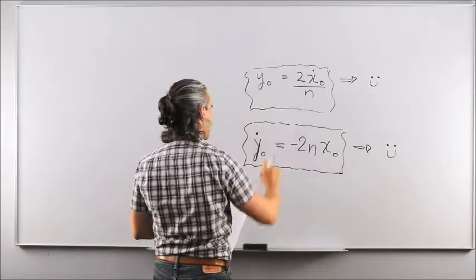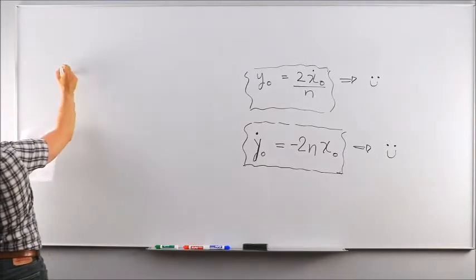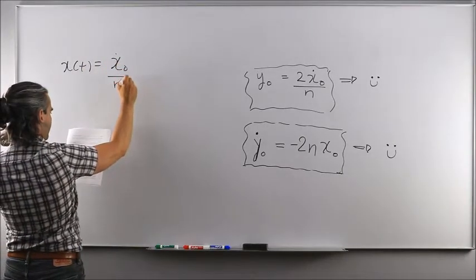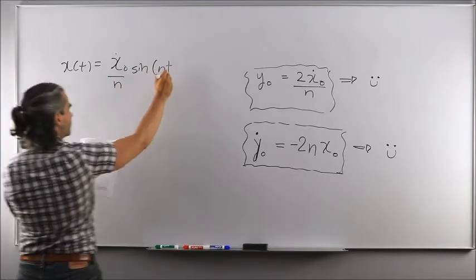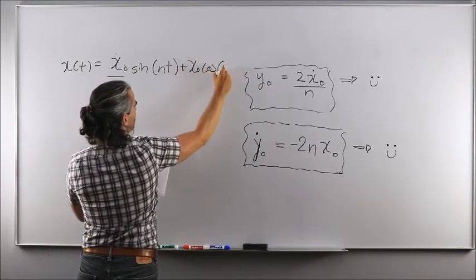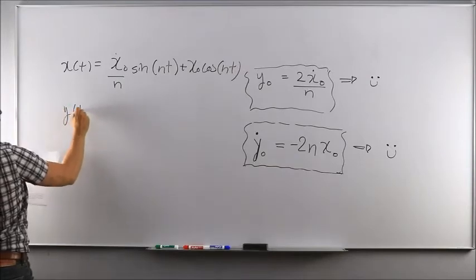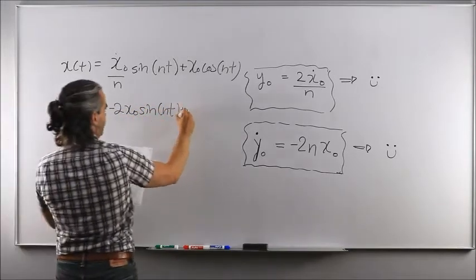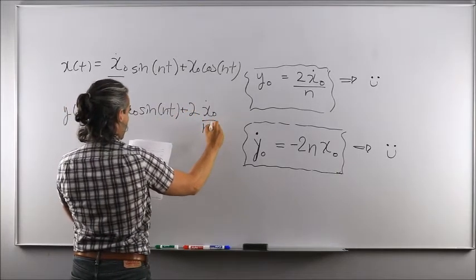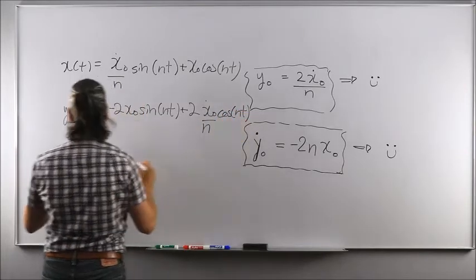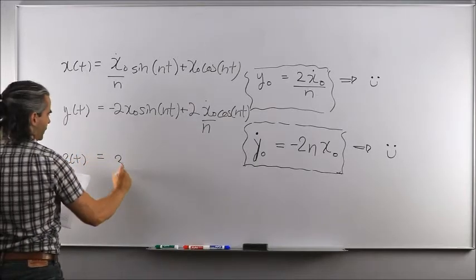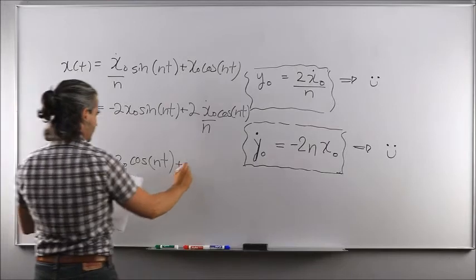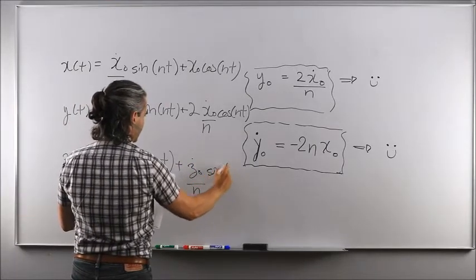So if you enforce those two constraints into the Clohessy-Wiltshire equations, you're going to end up with much cleaner equations that would look something like x equal to x dot naught over n sine nt plus x naught cos of nt, and then y as a function of time equal to minus 2 x naught sine nt plus 2 x naught dot over n times cos nt. And finally for z, well, z is just the harmonic oscillator again. z naught dot over n sine of nt.